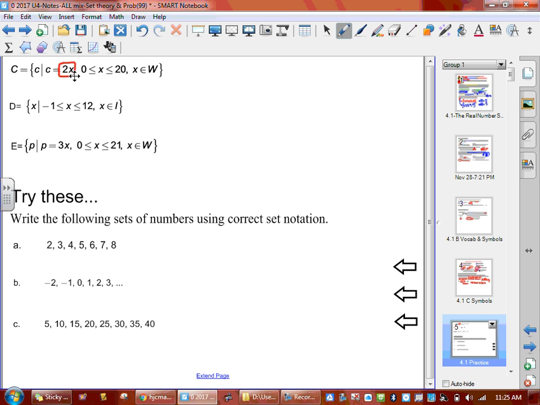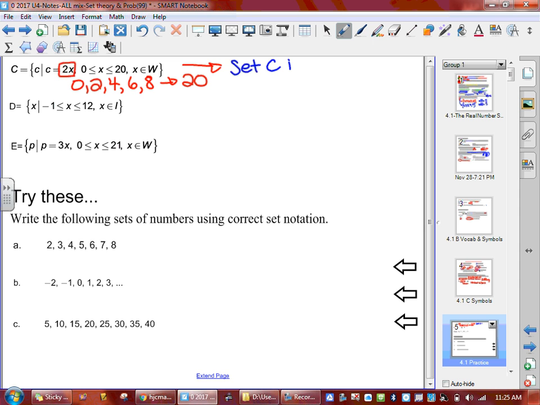What they're saying is take every number between 0 and 20 inclusive and multiply the X numbers by 2. So set C is every X number from 0 to 20 that is multiplied by 2. Basically we're counting by 2's. Okay? So 0, 2, 4, 6, 8, all the way to 20, including 20. Well, we better state it formally.